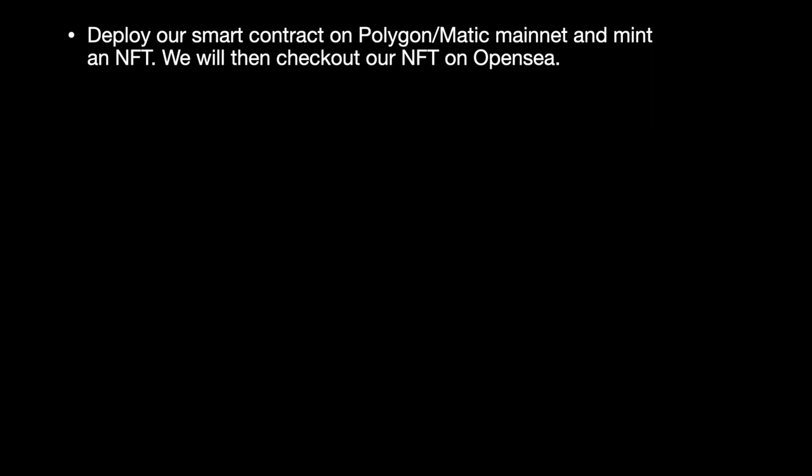First we'll be deploying our smart contract on Polygon Matic mainnet and mint an NFT. We'll then check it out on OpenSea. Now many of you had doubts about how we can deploy it on Polygon without changing a lot of code. So Matic or Polygon's chain is EVM compatible. That means whatever code we had written in Solidity for the Ethereum blockchain will work as it is on the Matic chain. We just need to connect to the Matic network and that's it.